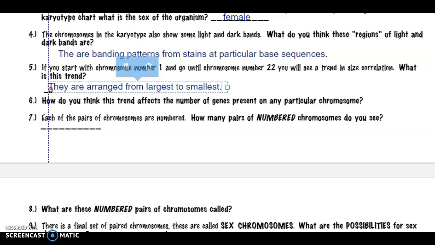And how do you think this trend affects the number of genes present in a particular chromosome? Well, we would expect there's room for more base pairs in those longer chromosomes, so we would expect them to have more genes. So we would expect there to be more genes in the longer chromosomes.